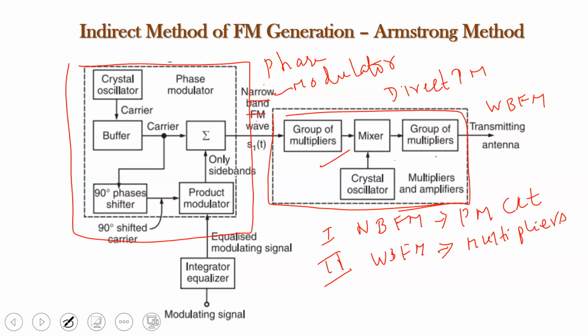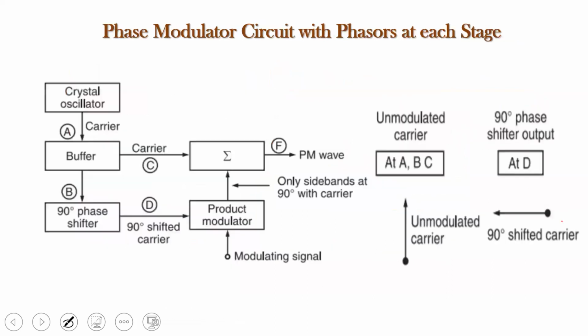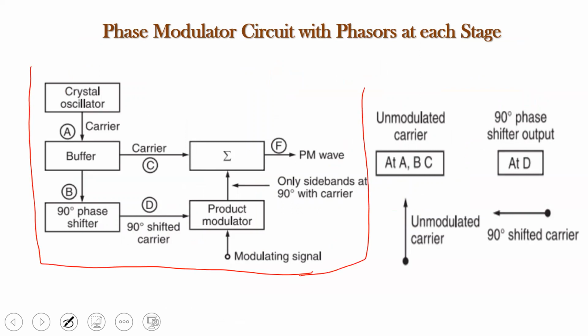Let's first look into the explanation of this phase modulator circuit. Now this is the block diagram of the phase modulator. As you can see here, there is a product modulator. We know that a product modulator is one which is otherwise called as balanced modulator.